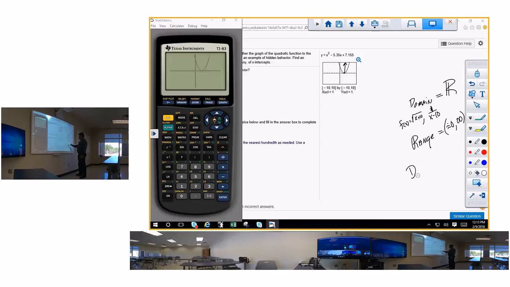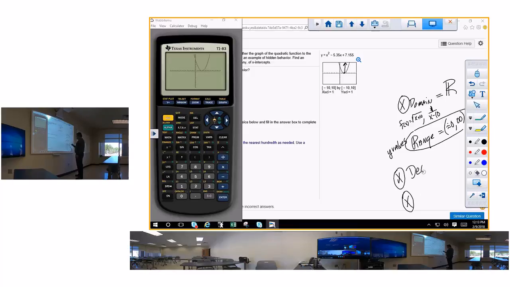Decreasing, reading left to right. And remember, this is the only one, and we talked about this in the other videos. This is the only one where we're talking about the y values. The rest of them are in what? X values. X domain, X increasing and decreasing.